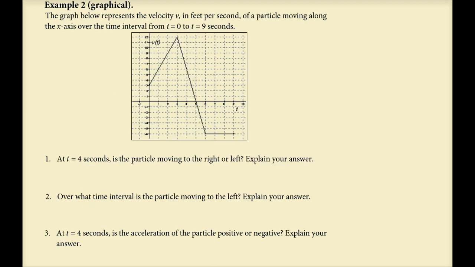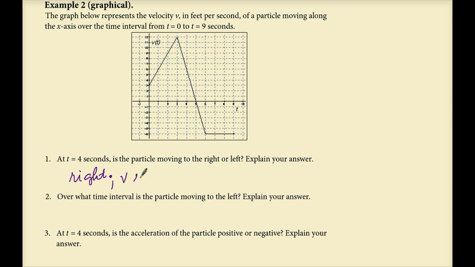The graph below represents the velocity v in feet per second of a particle moving along the x-axis over the time interval from t equals 0 to t equals 9 seconds. So let's see if we can answer these questions. At t equals 4 seconds, is the particle moving to the right or to the left? As you can see, at time t equals 4, velocity is positive. That means the particle is moving to the right.